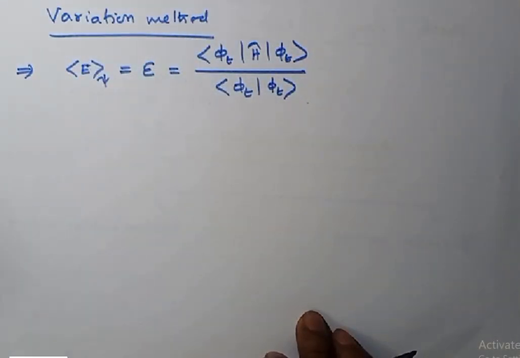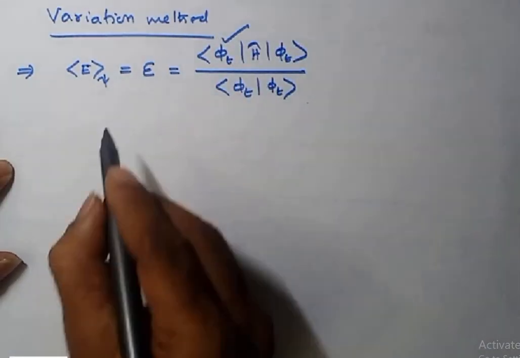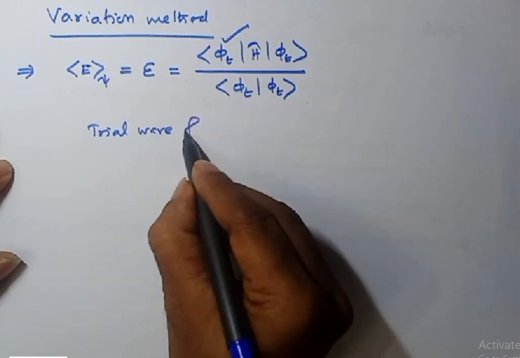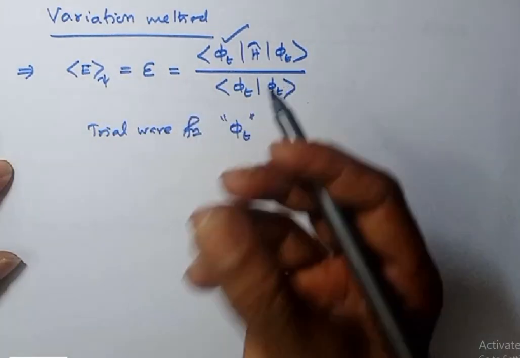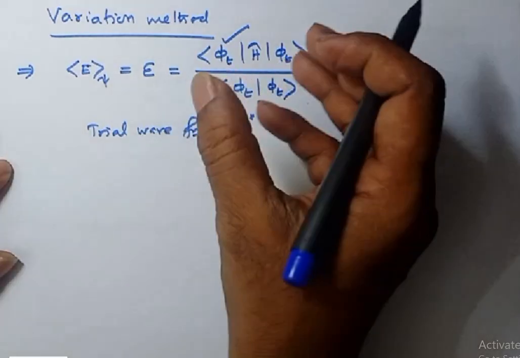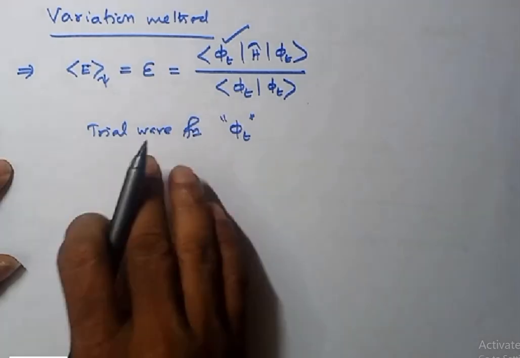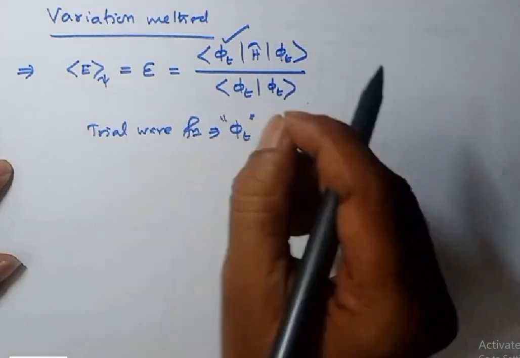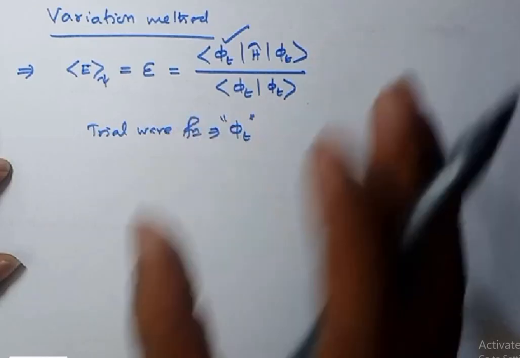For this method, what is required is the trial wave function. What is Phi? Phi is called the trial wave function. What is meant by that? For a given system, we should guess a wave function for a particular state. We should guess some wave function. The trial wave function need not be accurate; it may be approximately okay.